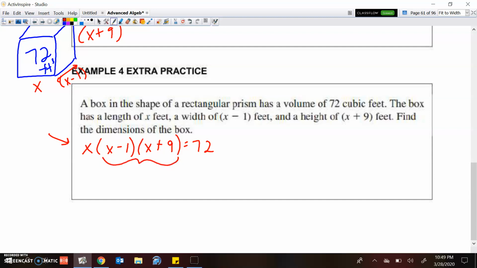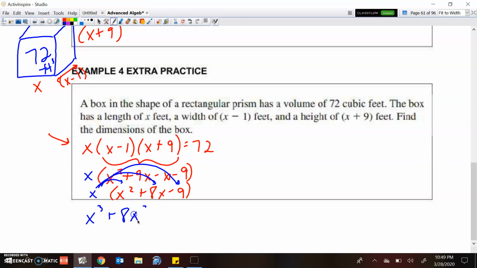I'm going to first go ahead and FOIL these. x squared plus 9x minus x minus 9. It's going to simplify to x squared plus 8x minus 9. All right, now don't forget we still have this x out here. So the next step is to distribute that x into each term. So I have x cubed plus 8x squared minus 9x.